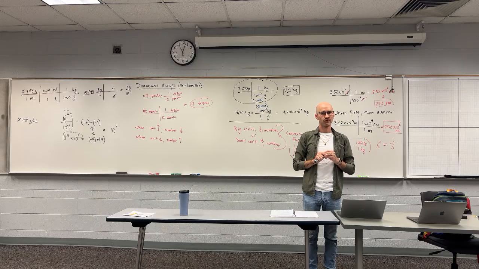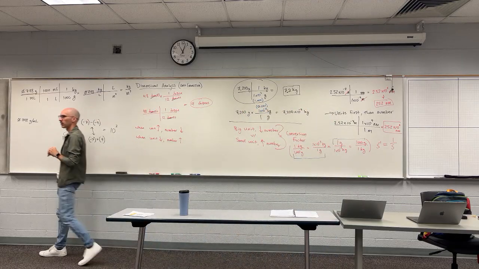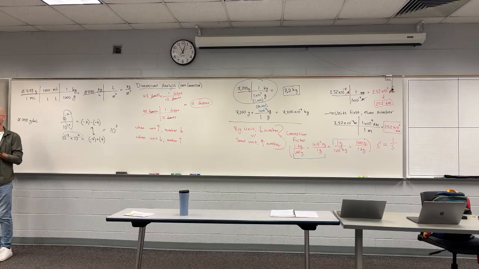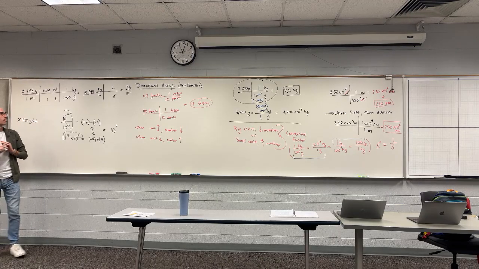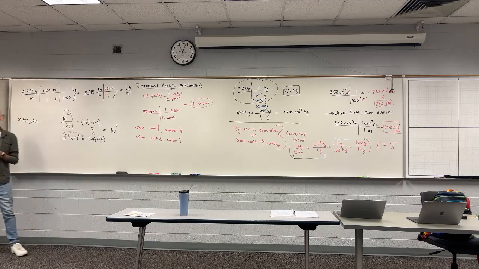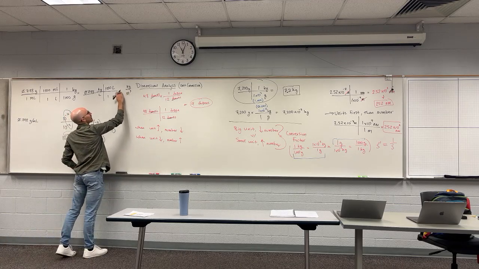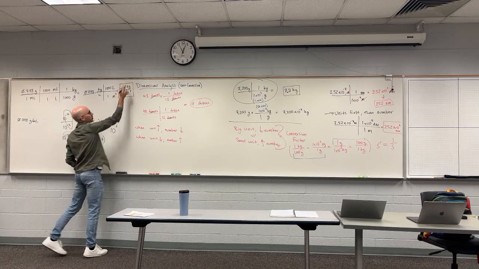So, earlier when I gave this to you, what was their relationship? Pamela? 1,000 liters per cubic meter. Good. All right. So here I multiply by 1,000. What answer do I get? 798. Good. Kilograms per cubic meter.